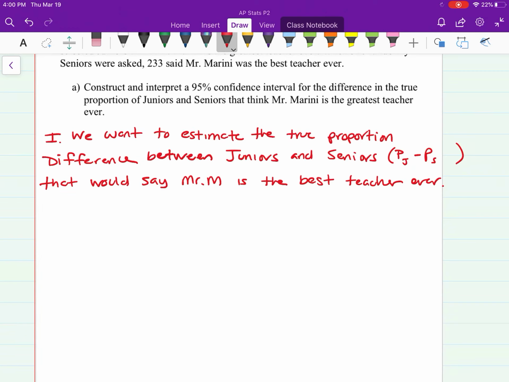Okay. Now, since we actually have two different groups of people, it's wise to note what these two different groups are. Because above here, I wrote PJ minus PS, and the person grading this question probably wants to know what the heck that means.